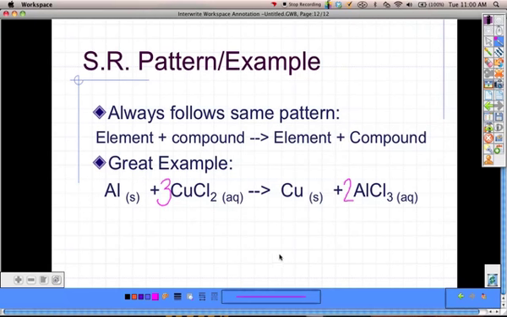Is it balanced now? No, my chlorines are, but the rest of it is not. So I need to put a 2 in front of my aluminum solid and a 3 in front of my copper solid. Questions on that?